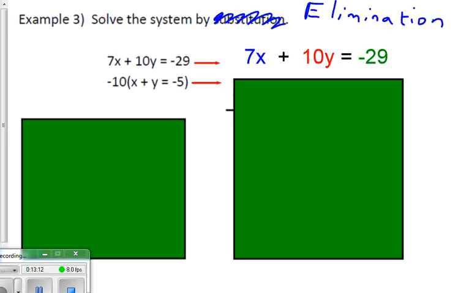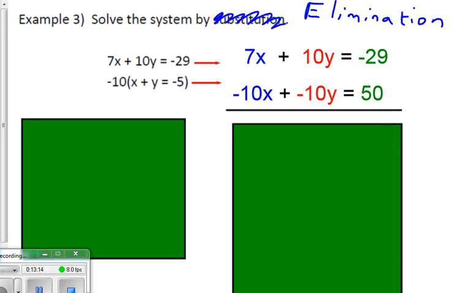So if we multiply that negative 10 by everything, it's almost like a distributive thing. We distribute it to each part. So it would actually be 7x plus 10y equals negative 29 is our top one still. That didn't change. But the bottom one would actually be negative 10x plus negative 10y equals positive 50. Because over here we had to distribute that negative 10 to each piece.